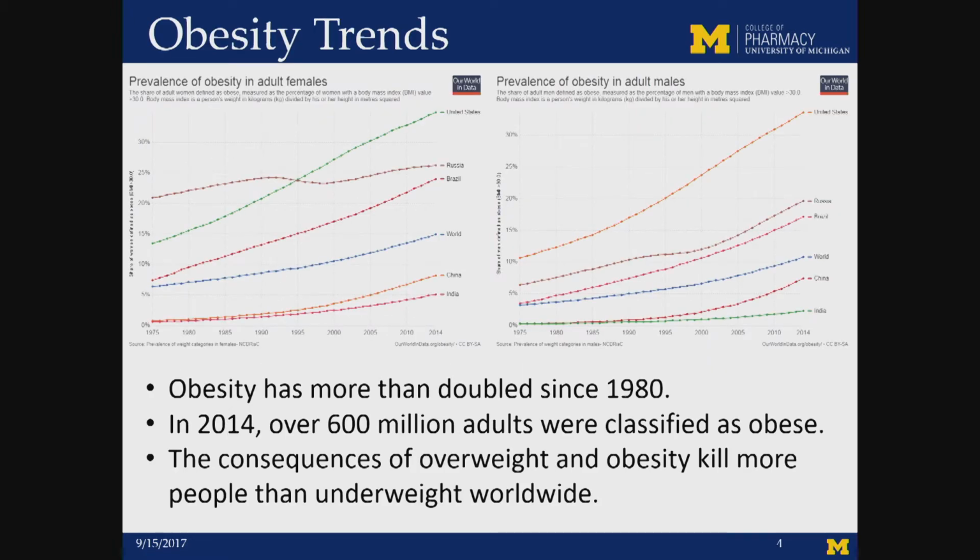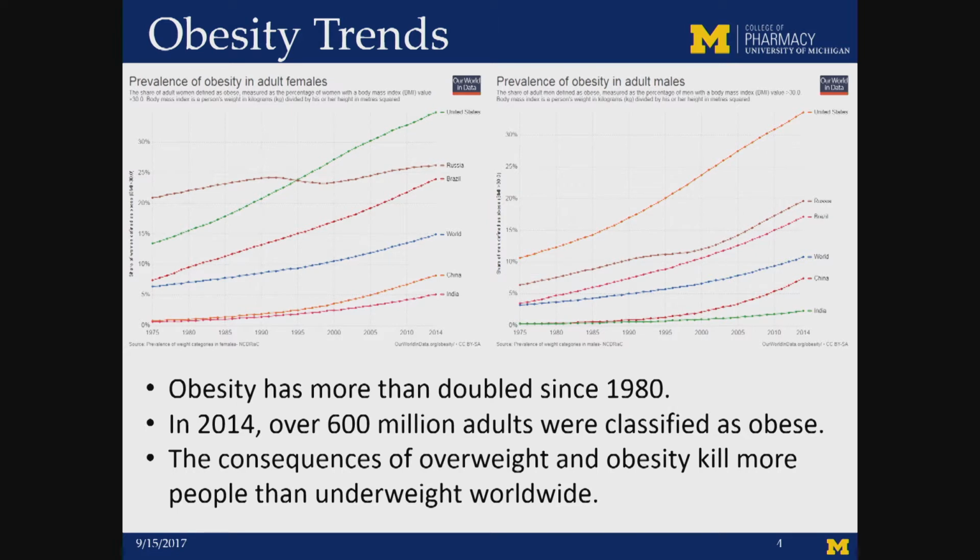This graphic gives a global distribution and prevalence of obesity in adult females and males across the world and in different parts of the world. As you can see from this graph, obesity has more than doubled since 1980, from almost less than 20% to over 35% in the United States, and similar trends are seen in the developing countries represented by the BRIC nations, Brazil, Russia, India, and China.